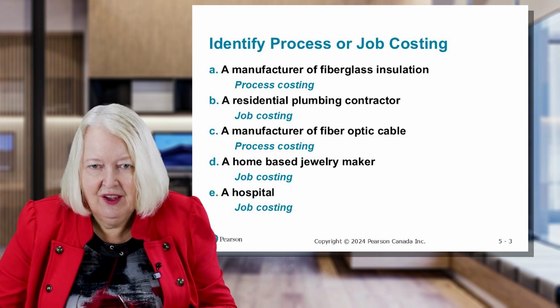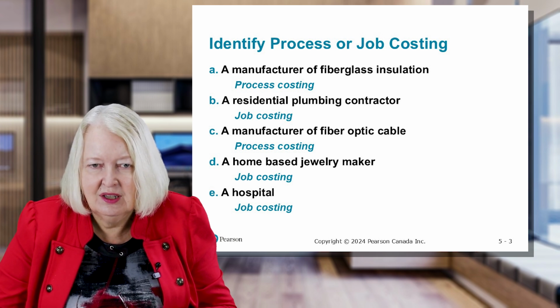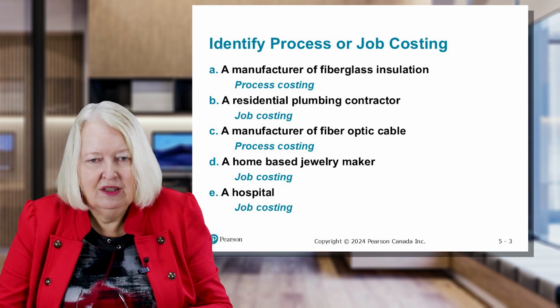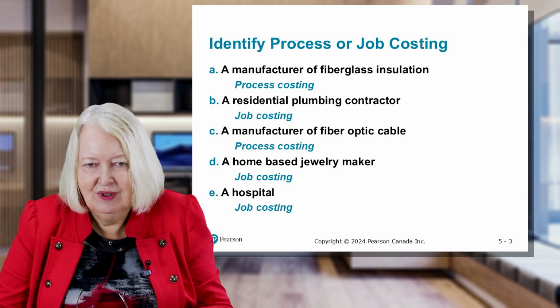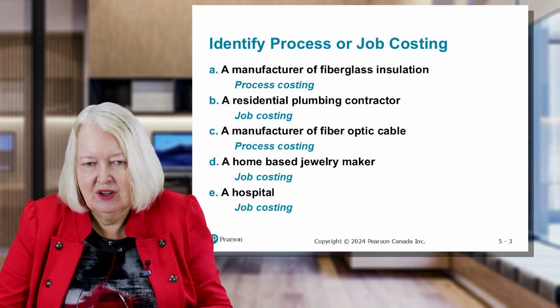A manufacturer of fiberglass insulation, that would be process costing. A residential plumbing contractor, job costing, because he's going to track the cost for each customer. If you're manufacturing fiber optic cables, that would be process. Manufacturing home-based jewelry, job costing. And a hospital would also be job costing.